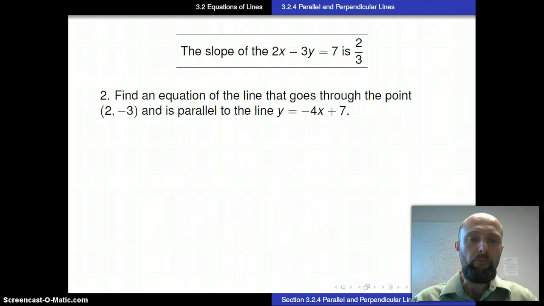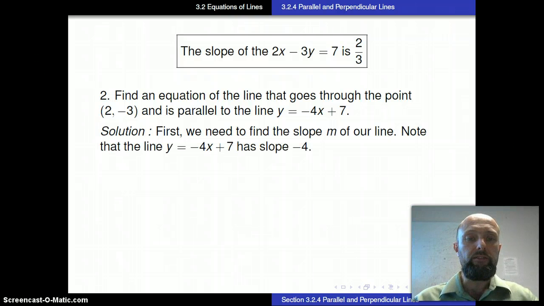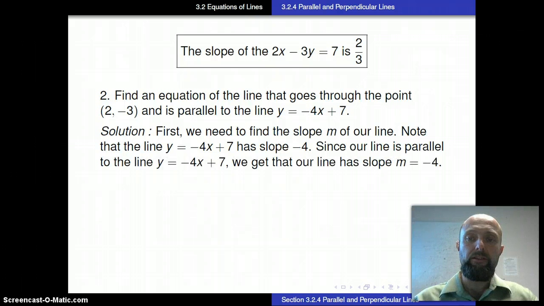Question 2. Find an equation of the line that goes through the point 2, negative 3 and is parallel to the line y is equal to negative 4x plus 7. First, we need to find the slope m of our line. Note that the line y is equal to negative 4x plus 7 has slope negative 4, the coefficient of x. Since our line is parallel to the line y is equal to negative 4x plus 7, we get that our line also has slope m is equal to negative 4.